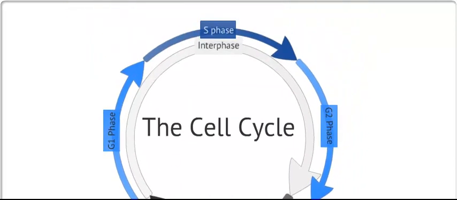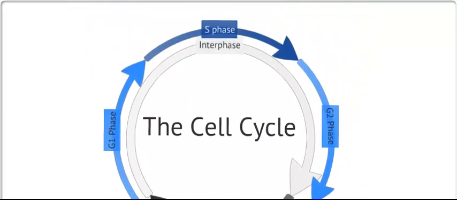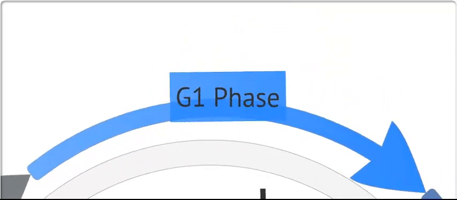So what is happening in the phases of interphase? The G1 phase is the period of growth of the cell after the cell was formed by the previous round of cell division. During the G1 phase, the cell grows, increasing in size and protein content. The cell will also be preparing for the next phase, which is the S phase.